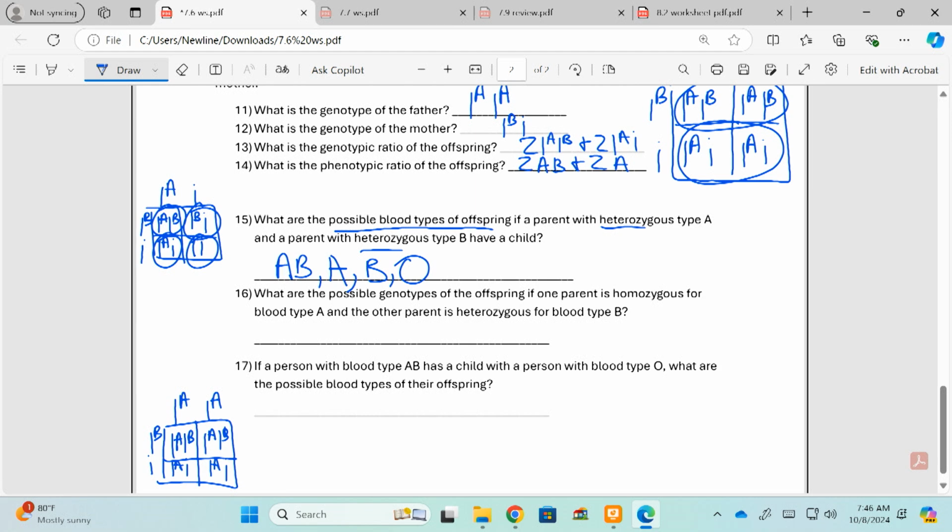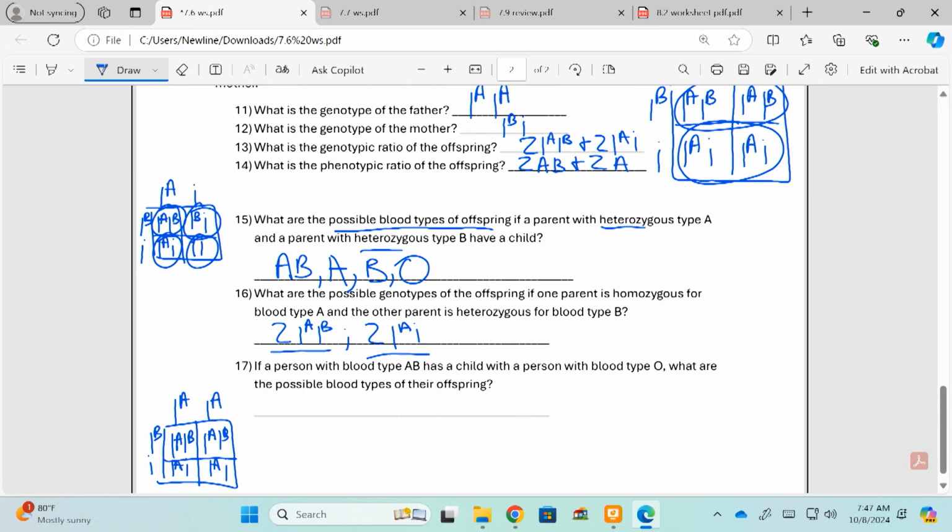It wants to know what the possible genotypes are. For this one, we have two that are like this, and two that are like this. So those are the possible genotypes. The phenotypes for this one would be AB blood and type A blood. Great, here's the last one.